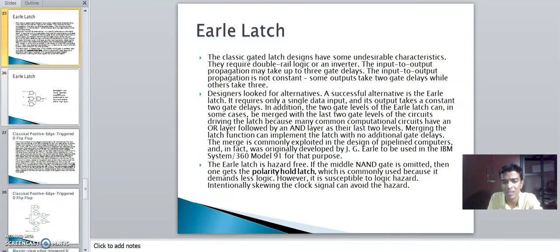The Earl latch is hazard-free. If the middle NAND gate is omitted, then one gets the polarity hold latch, which is commonly used because it demands less logic. However, it is susceptible to logic hazard. Intentionally skewing the clock signal can avoid the hazard.